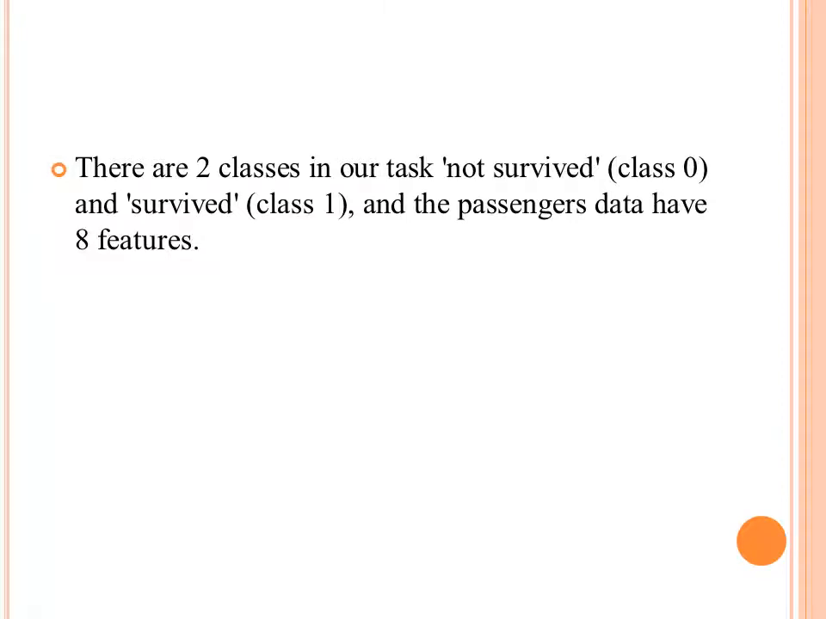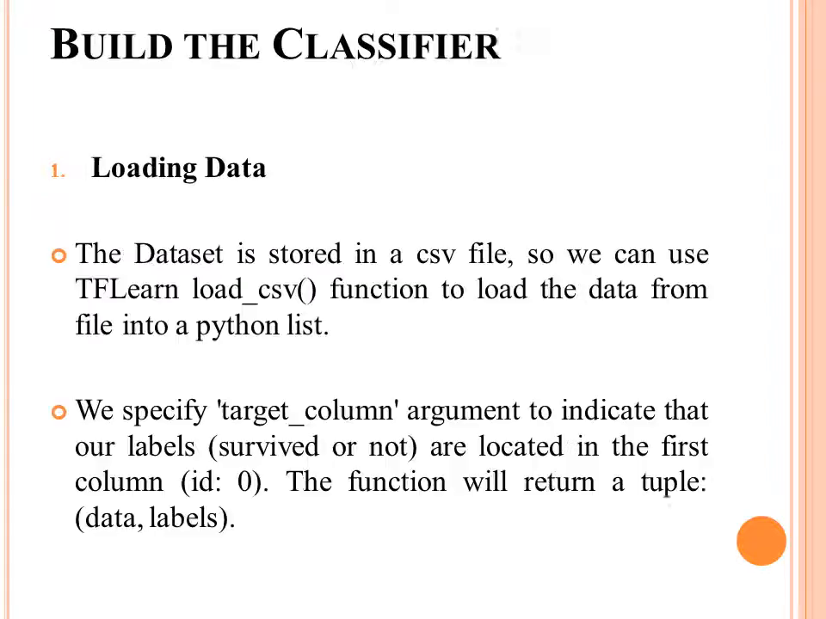Finally, we have divided our class into two, that is, there are two classes in our task. Not survived will be represented by class 0, and the survived persons are going to be represented by class 1, and the passengers' data have 8 fields.